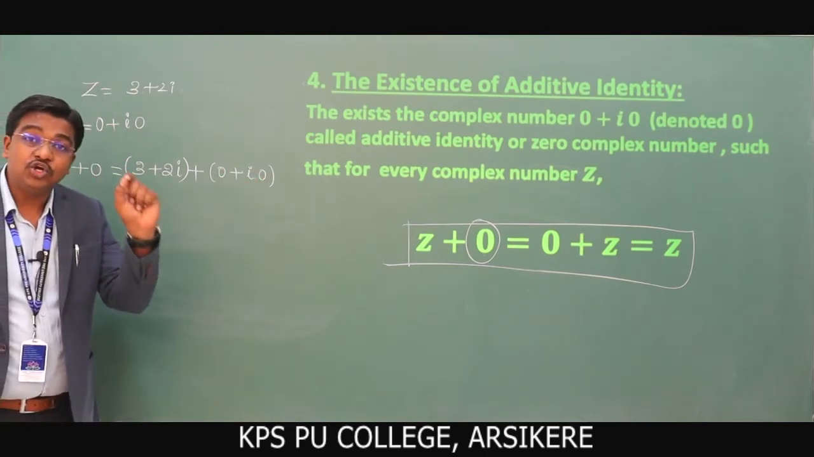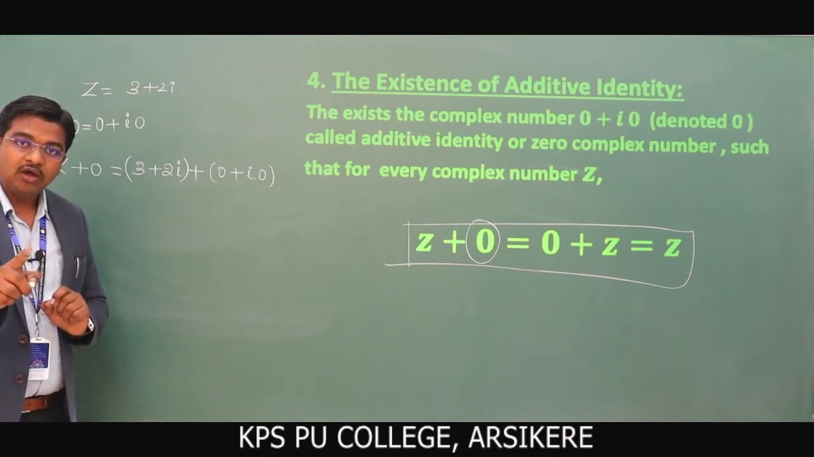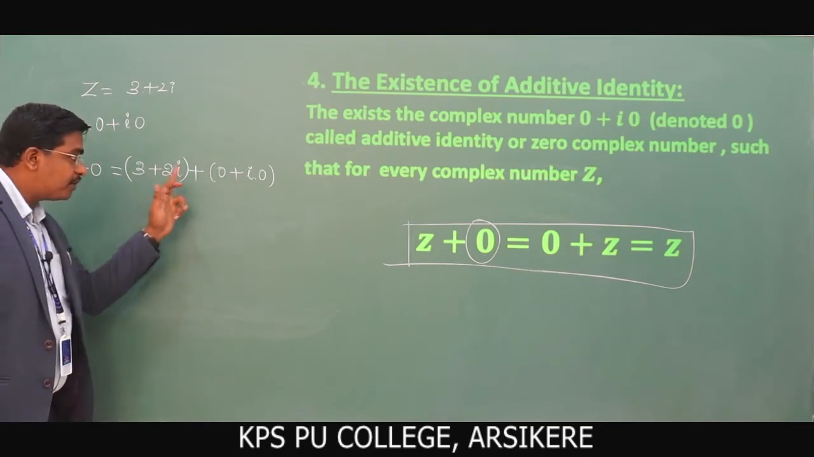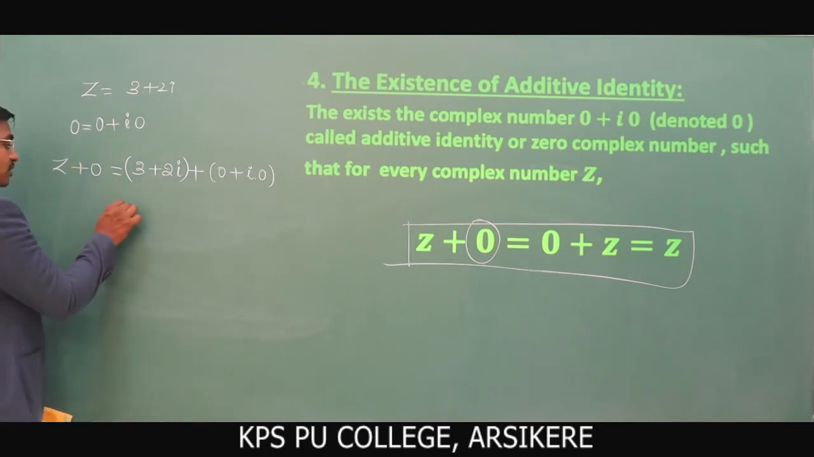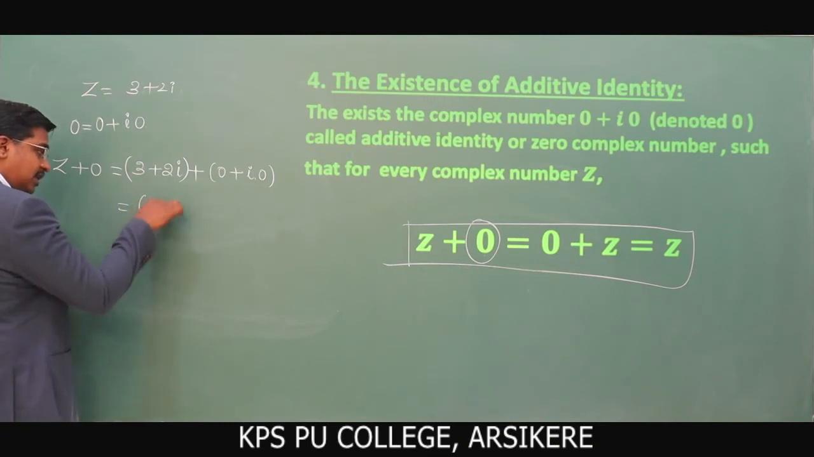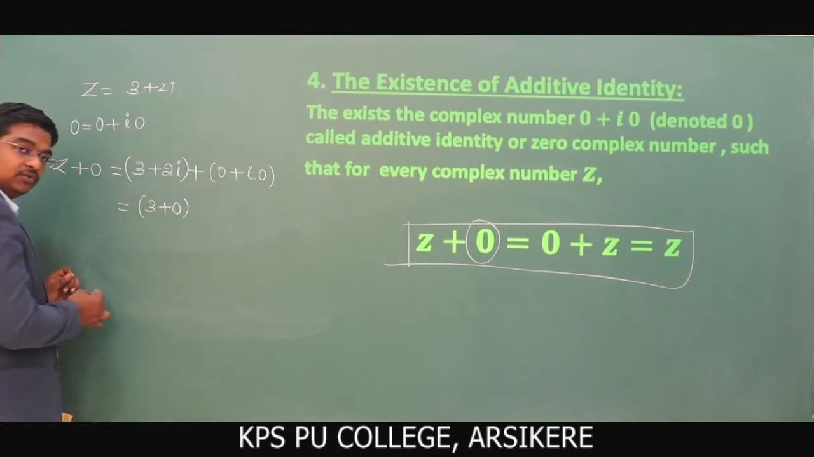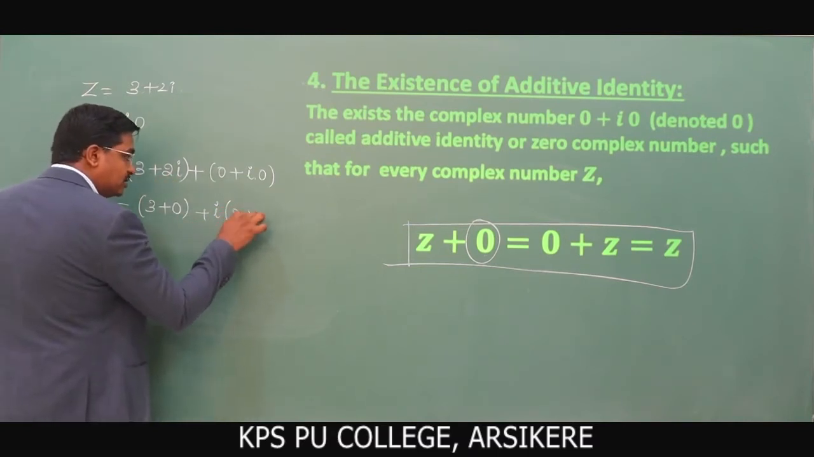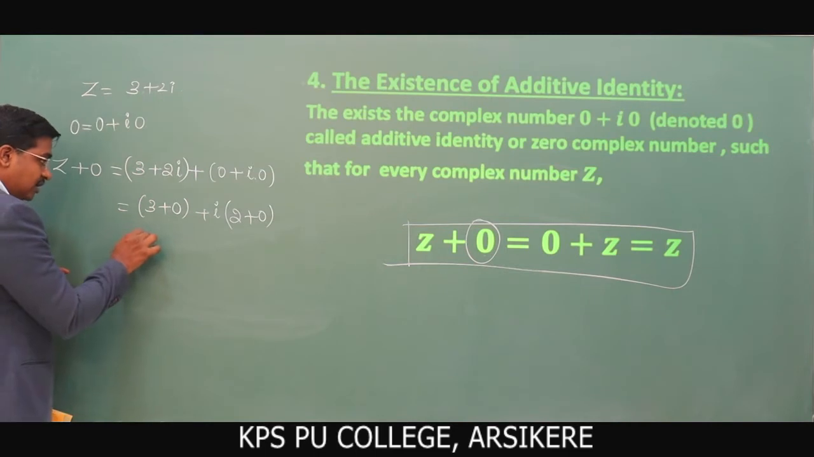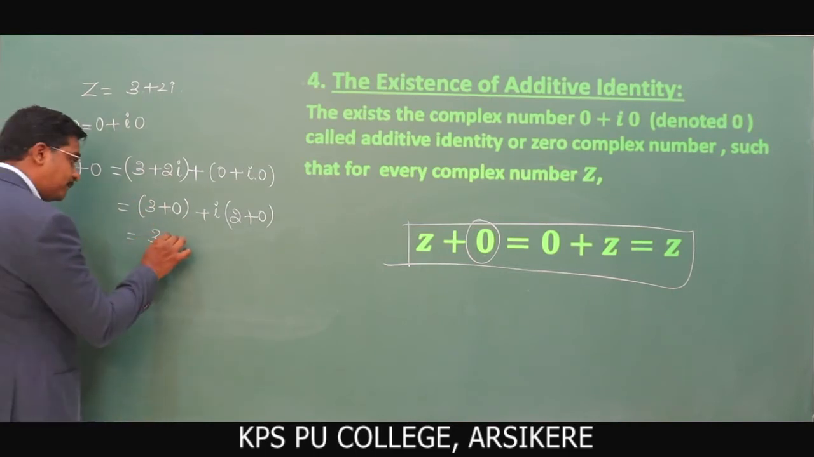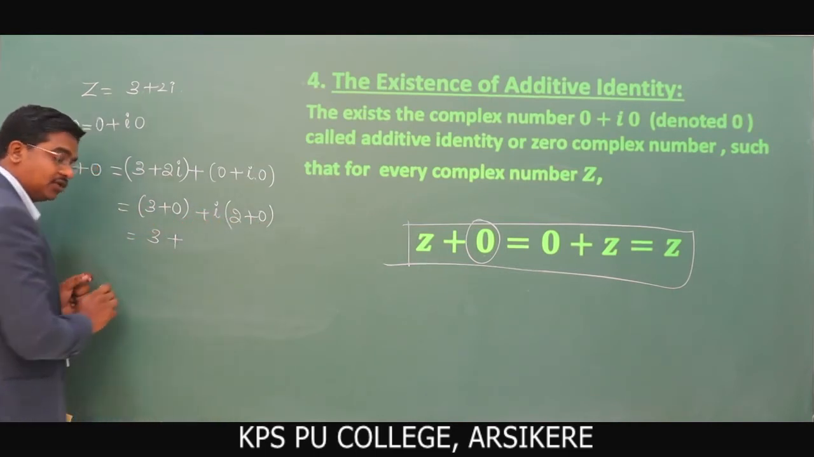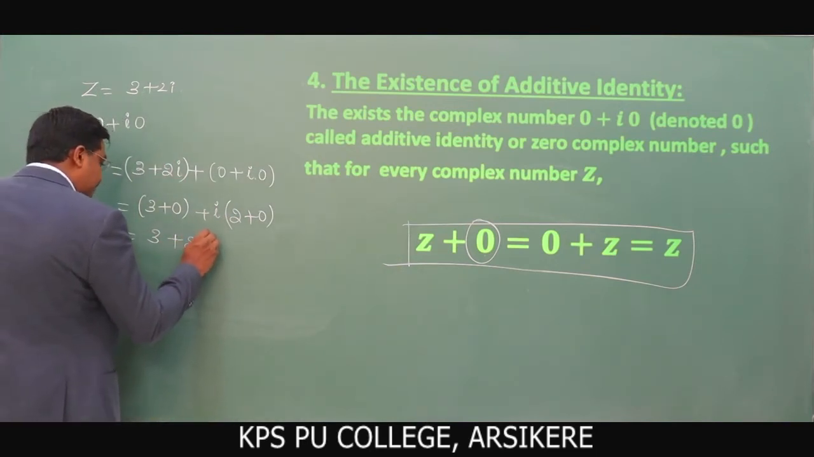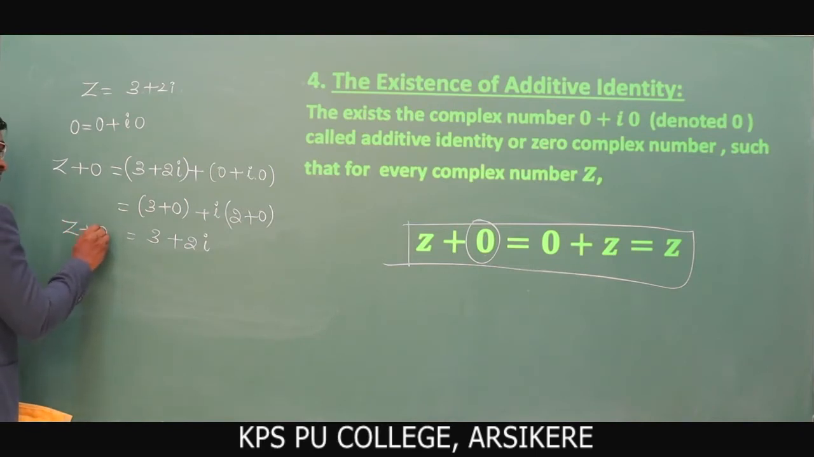While adding two complex numbers, we must follow real part plus real part plus i into imaginary part plus imaginary part. So here, the real part is 3 plus here also the real part is 0. 3 plus 0 plus i times of 2 and here 0 is the imaginary part. Add these two numbers. 3 plus 0 is again 3 plus i into 2 plus 0. So 2 plus 0 becomes 2. So that becomes 2 into i. This is z plus 0.